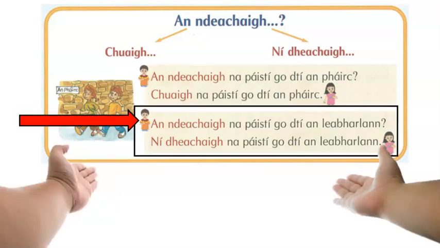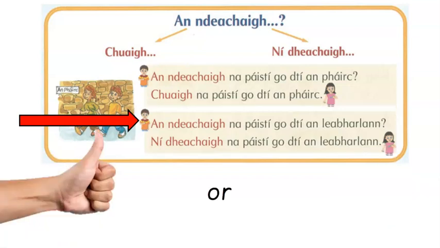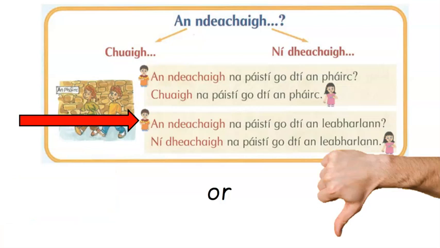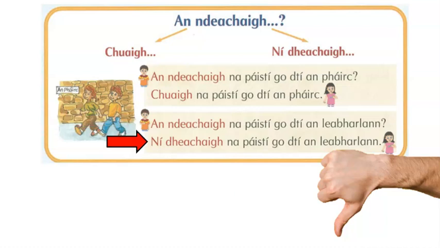Now we're going to focus on this question here. So two hands out, like you're asking a question. Ndeachaigh na páistí go dtí an leabharlann? Did the children go to the leabharlann, to the library? And there's two answers to that. There's chuaigh na páistí go dtí an leabharlann. The children did go to the library. Or ní dheachaigh na páistí go dtí an leabharlann. So put your thumb out. And the answer is, of course, ní dheachaigh na páistí go dtí an leabharlann.